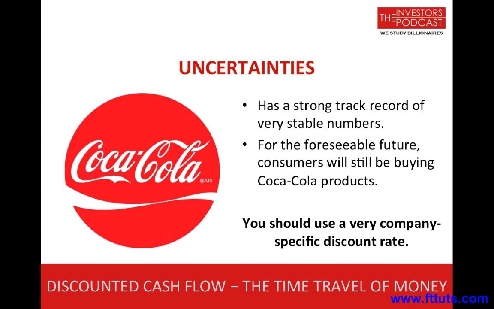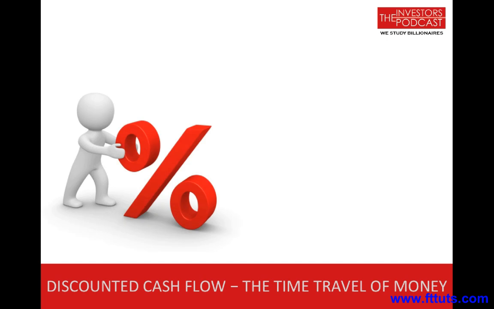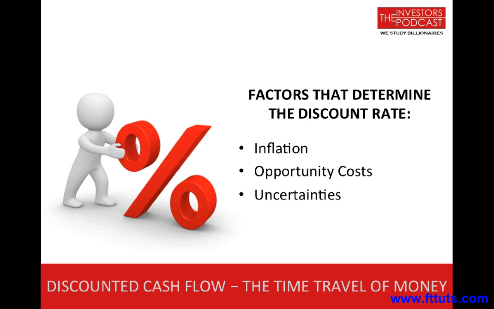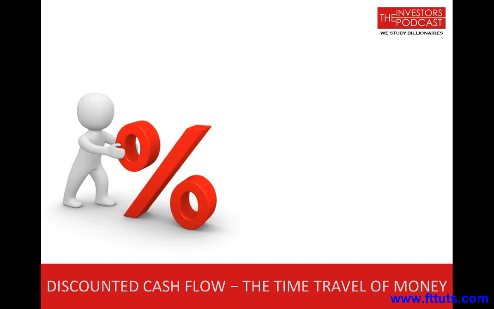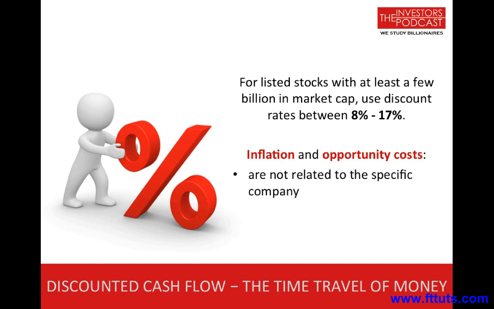Next, the actual discount rate that you're going to use. In this lesson, you were taught 3 different factors: inflation, opportunity cost, and uncertainties. For listed stocks with at least a few billion in market cap, I'll typically use a discount rate between 8 to 17%. Inflation and opportunity costs are not related to the specific company and don't change that often.